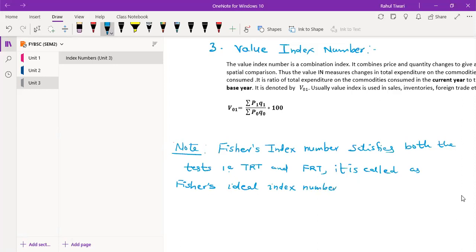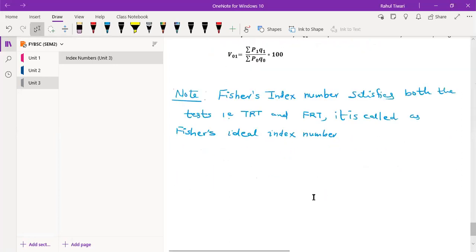Understand this concept. Any index number, maybe not Fisher, but any index number which satisfies TRT and FRT, then one can conclude that that index number becomes an ideal index. That means it is a good index. So this is the one note you can understand. Then we have another test, that was test number 3.